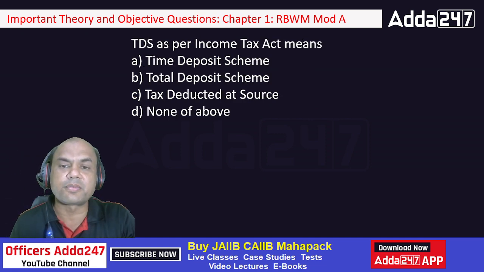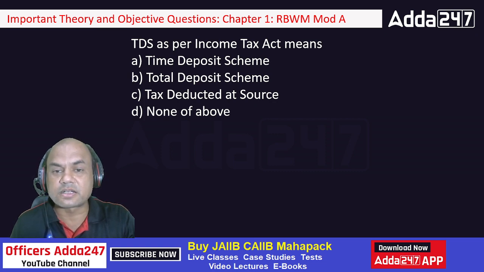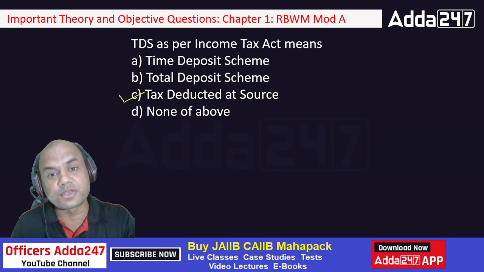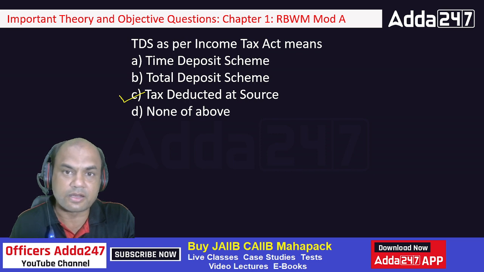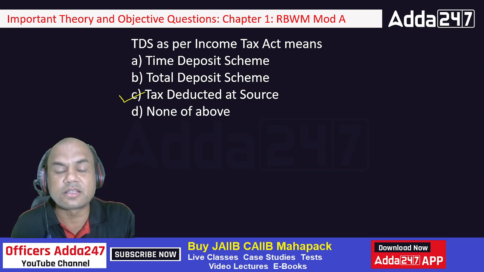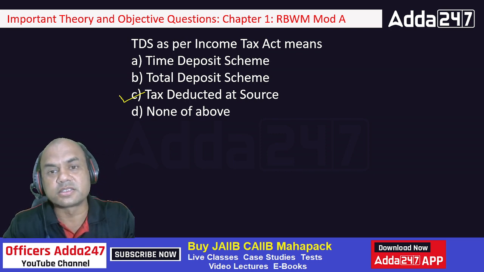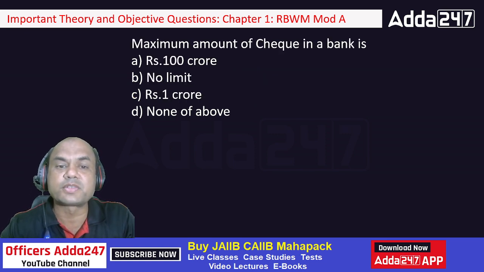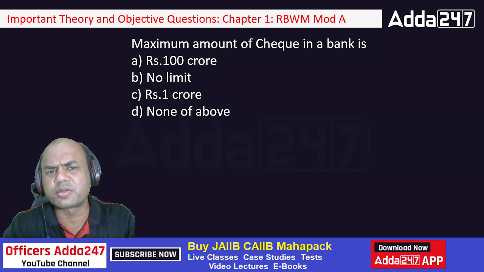TDS as per income tax means time deposit scheme, total deposit scheme, tax deducted at source, and none of the above. So TDS as per Income Tax Act means it is tax deducted at source. You can get a refund of this if you file your ITR and if your income is less than the required slab.